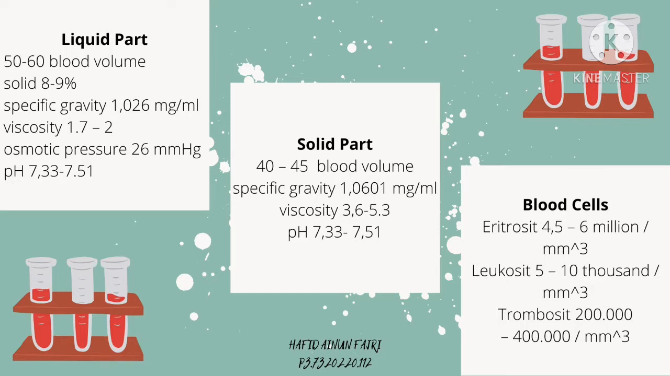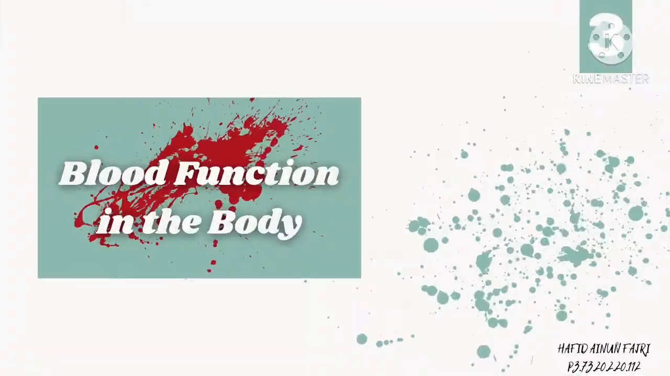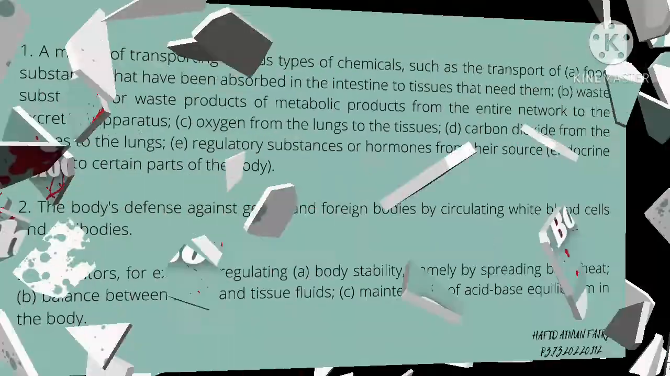7.51. Blood cells: erythrocyte 4.5 to 6 million, leukocyte 5 to 10,000, thrombocyte 200,000 to 400,000. Blood functions in the body.